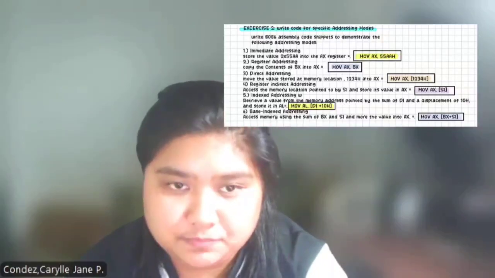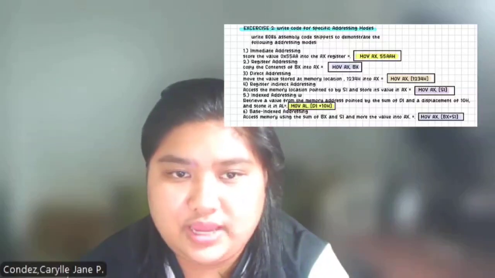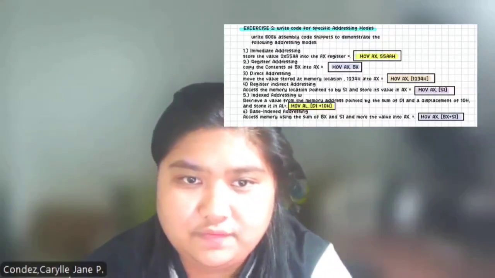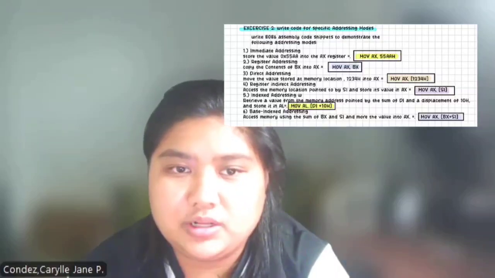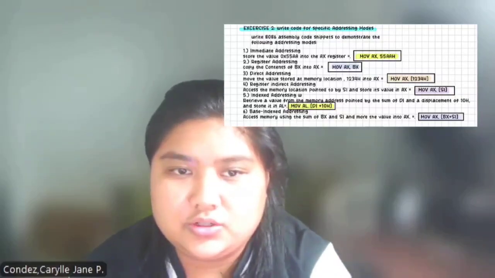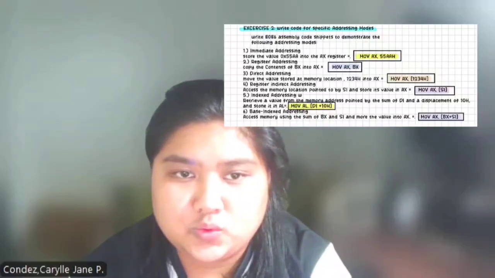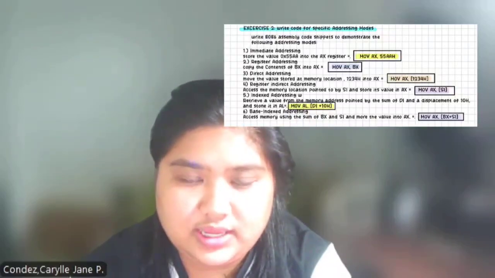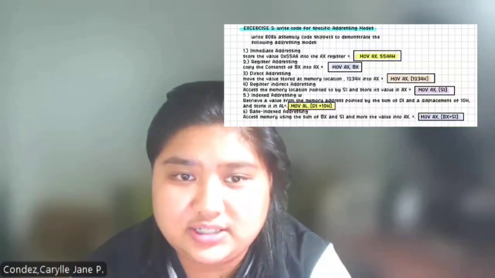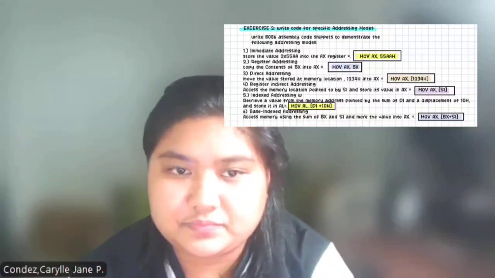For number three, direct addressing. So my answer is move AX, open close bracket 1234H. So the memory location is directly written in the instruction. So for number four, register indirect addressing. So my answer is move AX, open close bracket SI. So the address is taken from SI, so it's indirect.